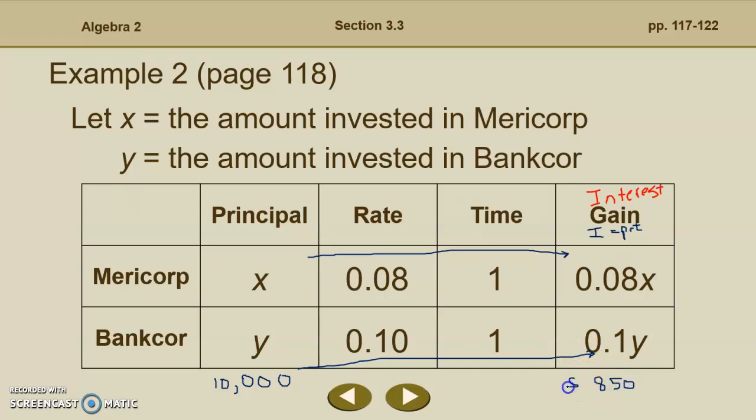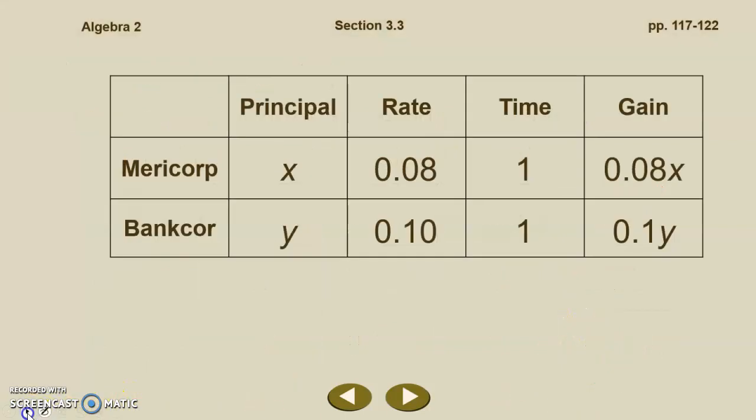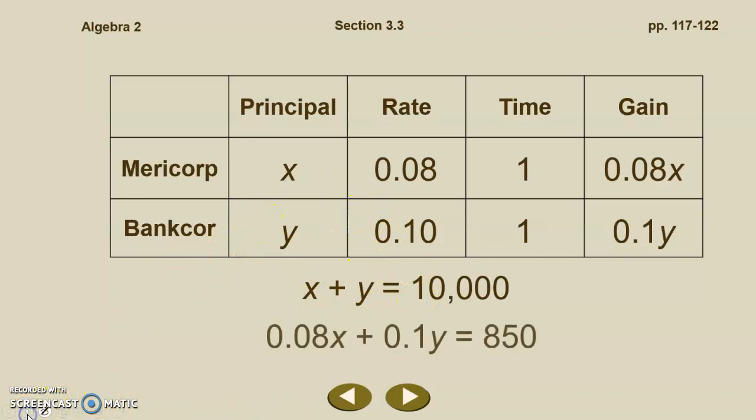That's the total amount of interest. So the interest from account 1 and account 2 will equal that total interest. And we know that x plus y equals $10,000, and that 0.8x plus 0.1y equals $815. We now have ourselves a system of equations.